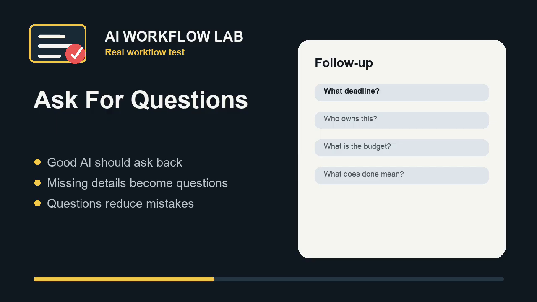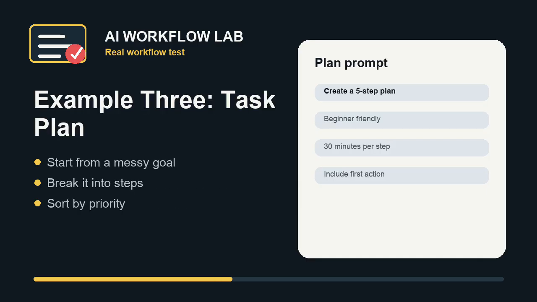The third test is a task plan. Give ChatGPT a messy goal and ask for a small plan. Create a 5-step plan for this task. Make each step beginner-friendly. Keep each step under 30 minutes. Include the first action I should take right now.